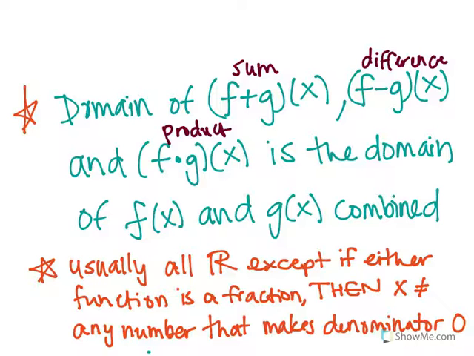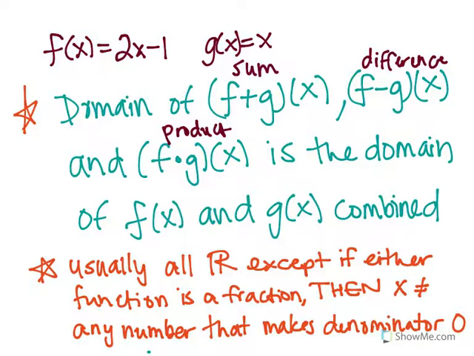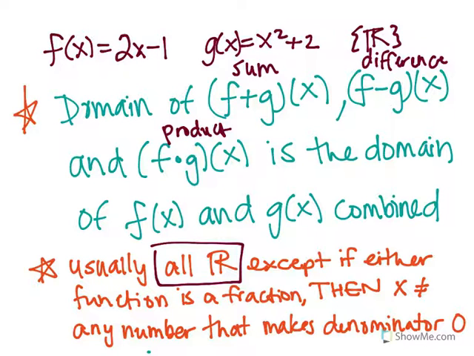Most of the time, if there are no fractions involved in either of your functions, for example f(x) equals 2x minus 1 and g(x) equals x squared plus 2, there are no fractions here at all, and so pretty much all real numbers will always work. So your domain in this case would be all real numbers, which is true for both f and g.